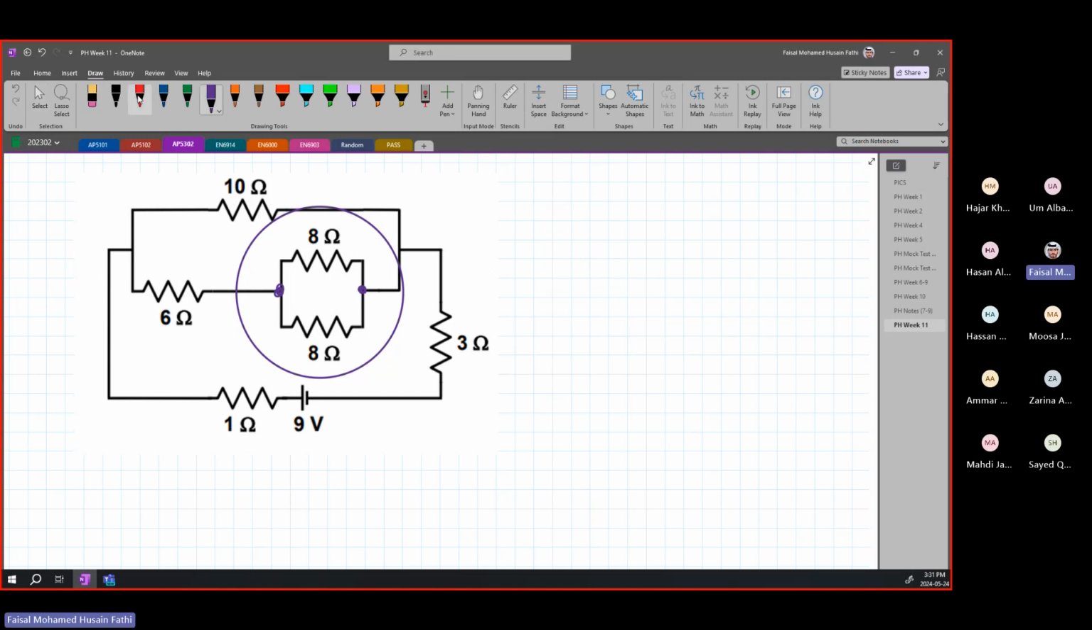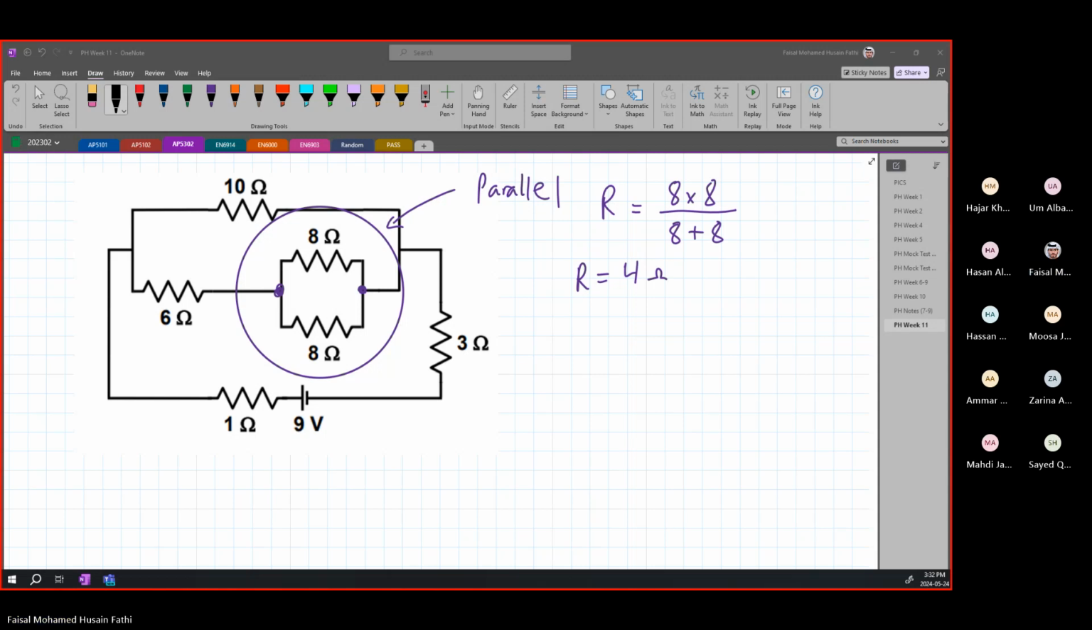How do we simplify this? Since this is a parallel connection, we can say that R is equal to 8 times 8 over 8 plus 8. So we're going to find out that R is equal to 4, but let me just make sure. Yep, it is 4 ohms. So now if we want to redraw the circuit, then it is going to look something like this.